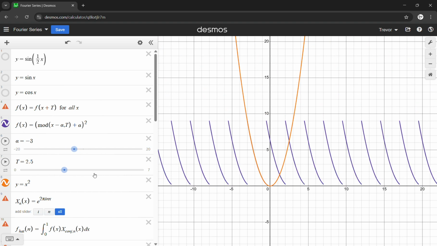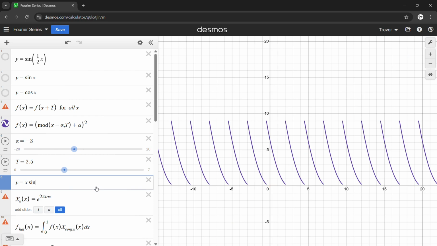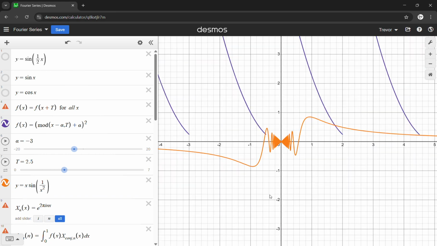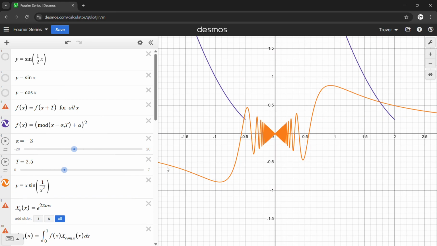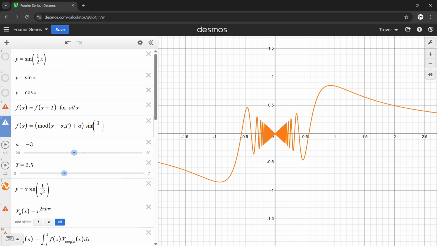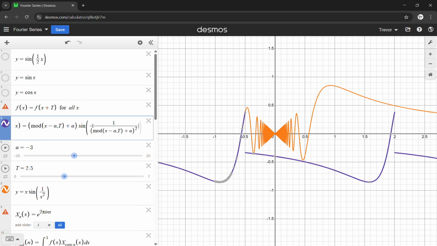And you know, we can also have other graphs. One of my favorite graphs is x times sine of 1 over x squared. I call it the bow tie function because it looks like a bow tie. And what this is going to look like is the same thing. We're going to take this expression, put it into here, and so what that looks like is that times sine of 1 over that squared.